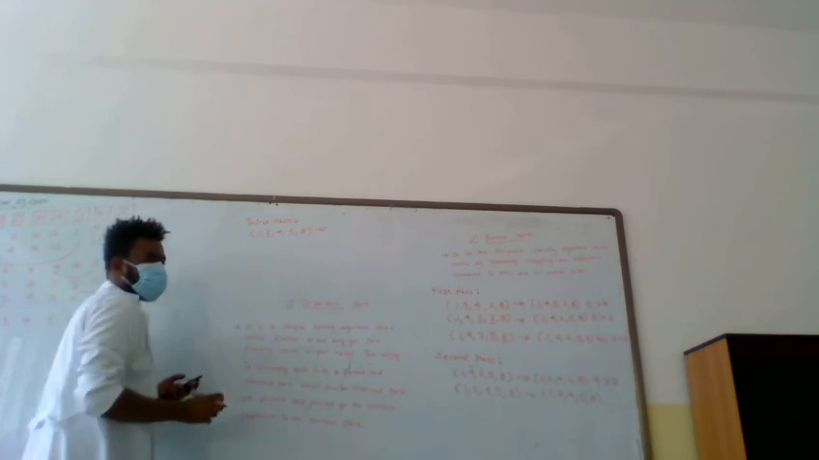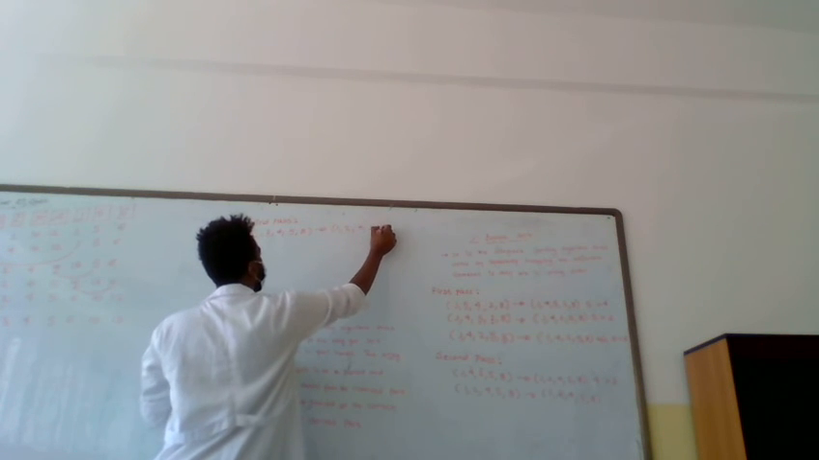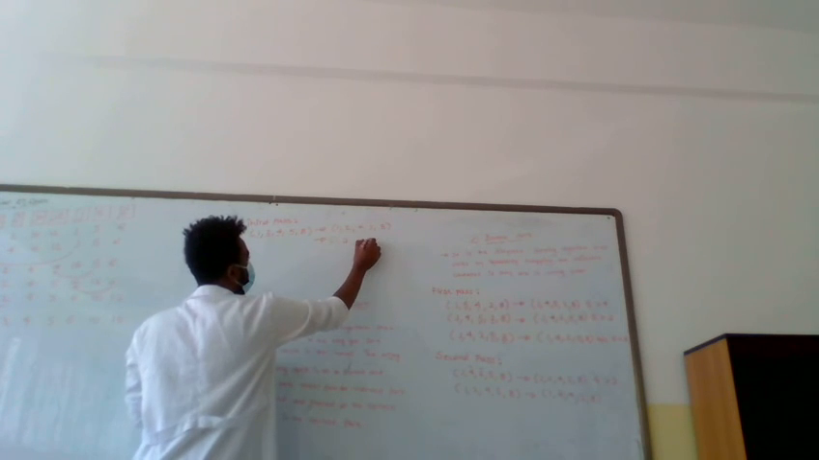Now 1, 2, 4, 5, 8. We compare each pair: these two are good, 1, 2, 4, 5, 8; this one and this one are good; 4, 5, 8 are good. Now it is complete.